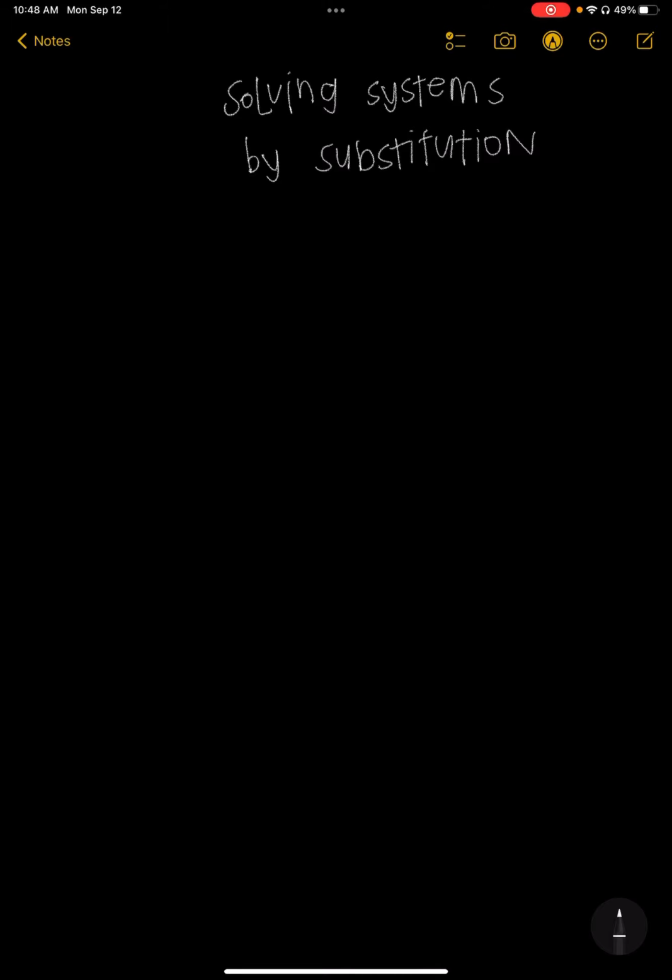Hi everyone, so now we're going to be talking about how to solve systems of equations by substitution. There are three different ways that we can solve systems of equations: graphing, substitution, and elimination. We've already talked about graphing, so now we're going to talk about substitution.